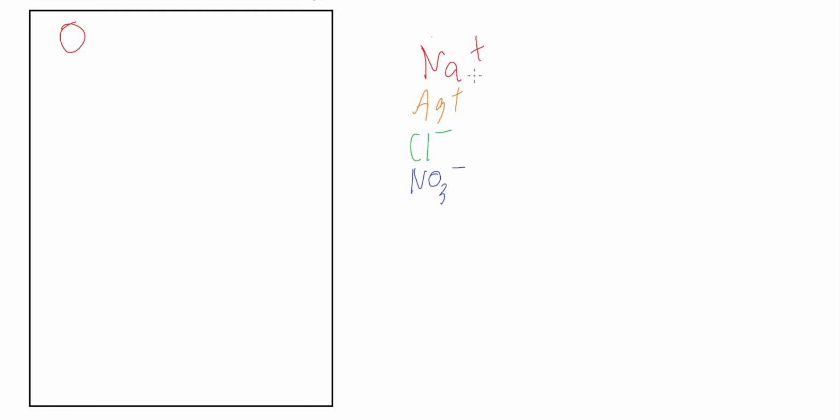So you can probably tell which equation this is, but just in case, I'll write it out for you. This is the classic precipitation of silver chloride, which requires silver nitrate, orange and blue, and sodium chloride, red and green. This turns into silver chloride and sodium nitrate.